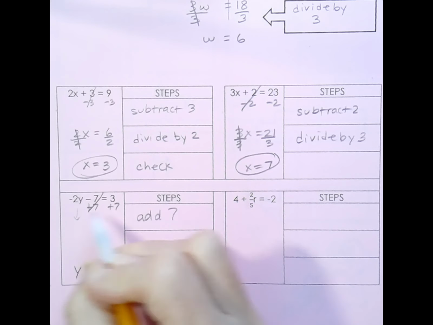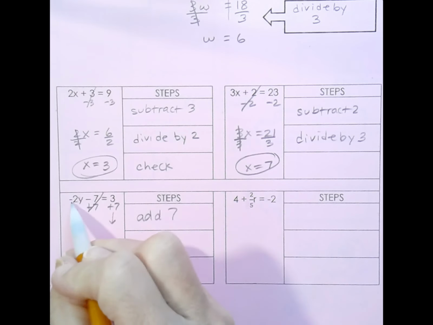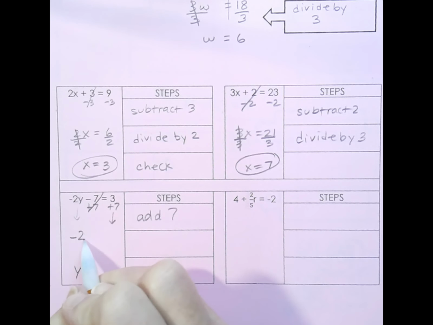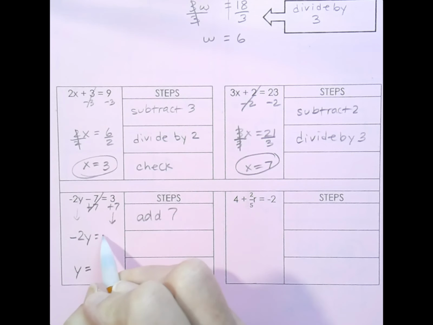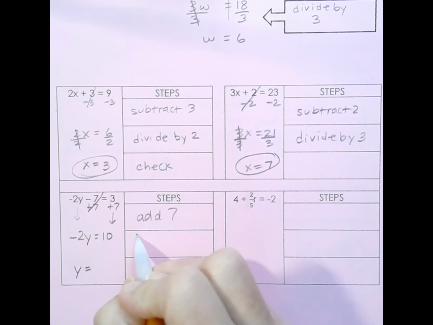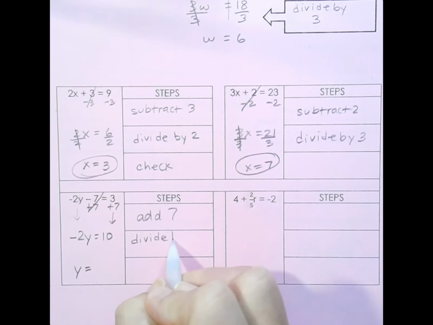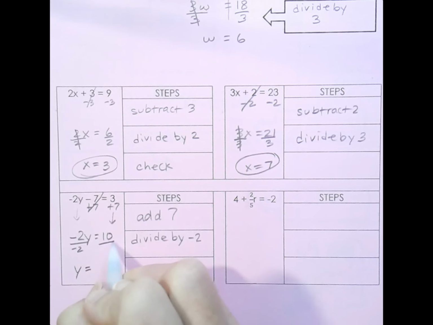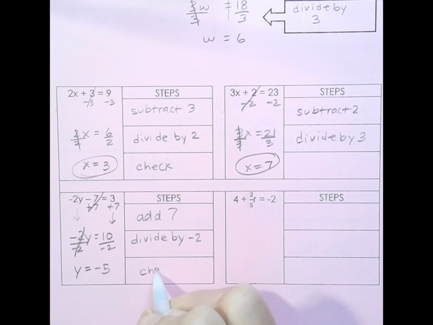Bring everything down, and we want to simplify that. I have a negative 2y equal to 3 plus 7 is 10. And then I want to divide by negative 2. Ten divided by negative 2 is negative 5, so just be careful with your positive and negative rules. And again, we'll go through how to check it later on in the packet, but just to make sure that you got that y is equal to negative 5.